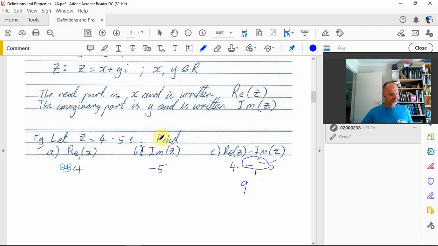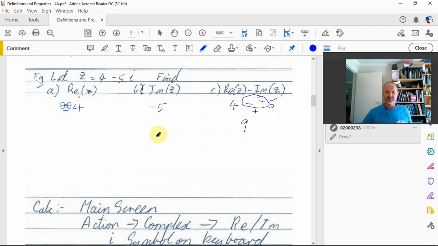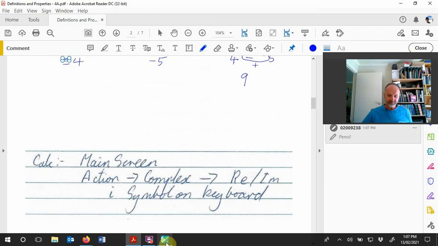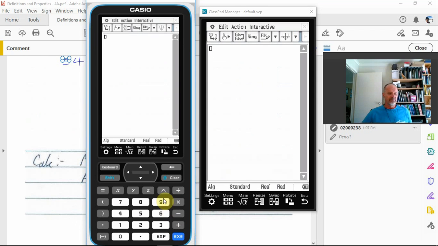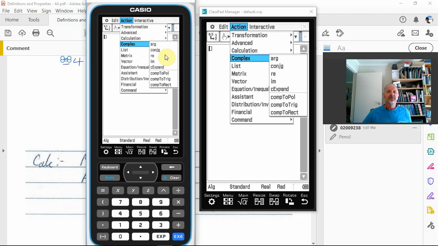You can do that on your calculator, you can find the real and imaginary parts. If you go to your main screen, Action, Complex, where are we? There we are, Complex, real part, imaginary part.